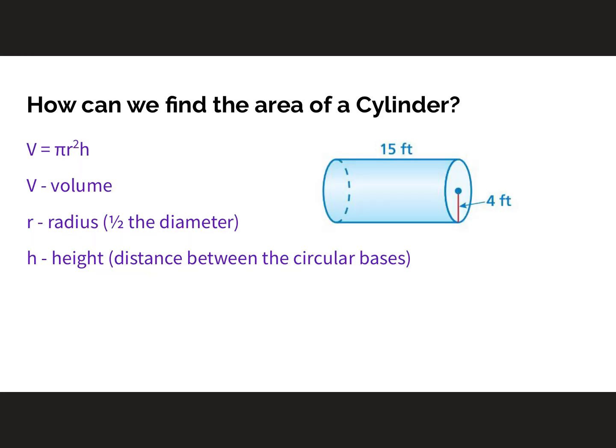Okay, so first, how can we find the volume of a cylinder? First of all, we all know what a cylinder is. This shape right here is a can. It is anything where you have circles on both ends and then the middle. So, the formula for the volume of a cylinder is volume equals pi times your radius squared times the height.